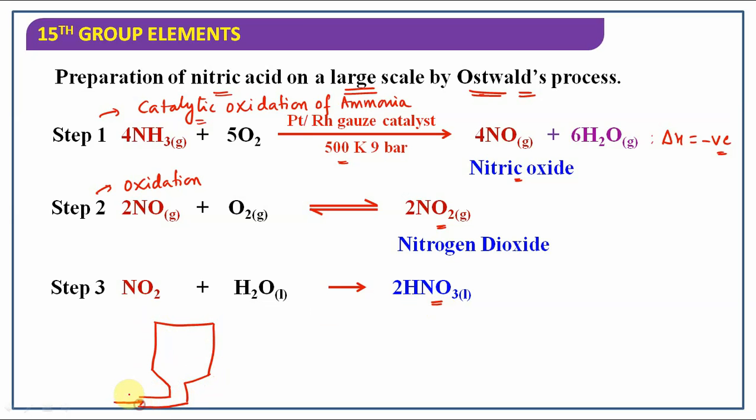So here we will be introducing NH3 plus air. Here we will be arranging platinum gauze or rhodium gauze. We will be arranging a platinum gauze here. So it is called a catalyst tower. And that catalyst tower, right, through this what will you get?